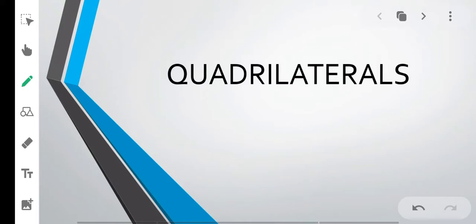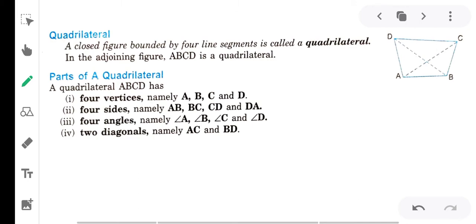Good morning, students. Today we are going to begin chapter number 11, Quadrilaterals. So, what is a quadrilateral? A closed figure bounded by four line segments is called a quadrilateral. As you can see in the picture, ABCD is a quadrilateral because it is a closed figure bounded by four line segments AB, BC, CD and DA. So this is a quadrilateral.